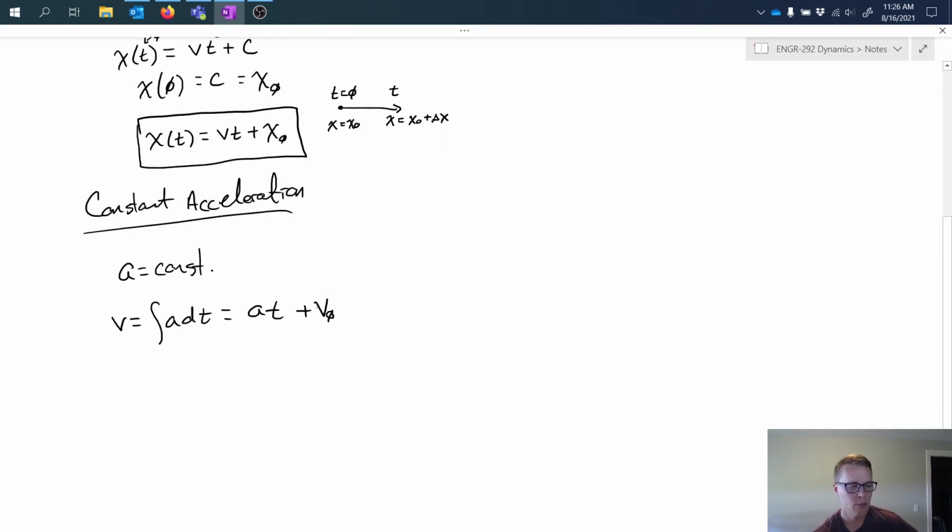Great. So we have this expression now, v equals acceleration times time plus whatever my initial velocity is. And that's going to be a useful equation.